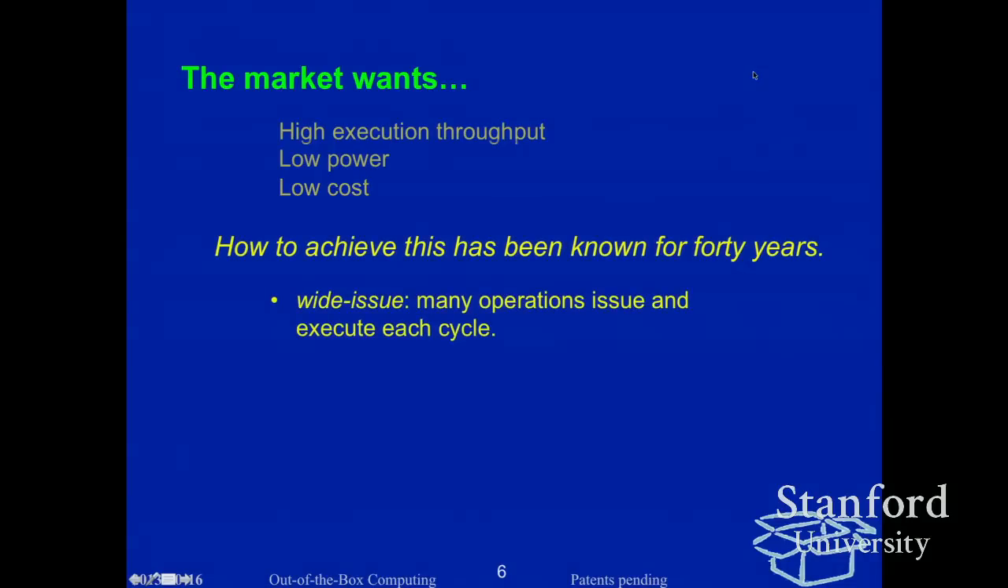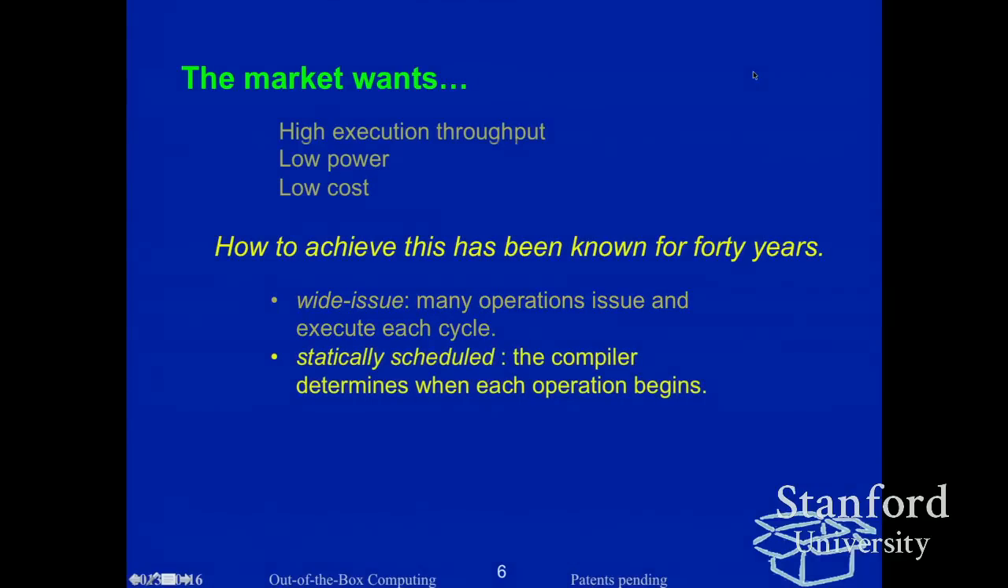Fortunately, how to provide that for at least certain kinds of programs has been well known for over 30, 40 years. First, your architecture needs to be wide issue. If you're going to have high execution throughput, you need to be able to have high parallelism and have a whole stack of instructions that are executed simultaneously.